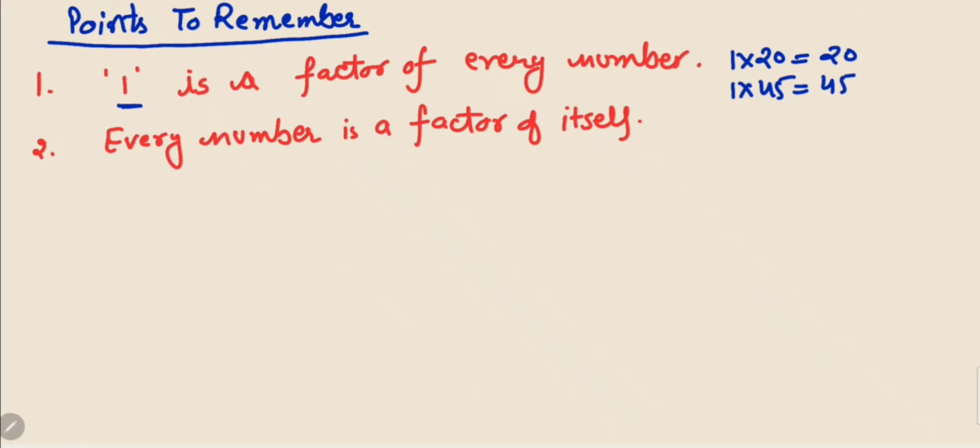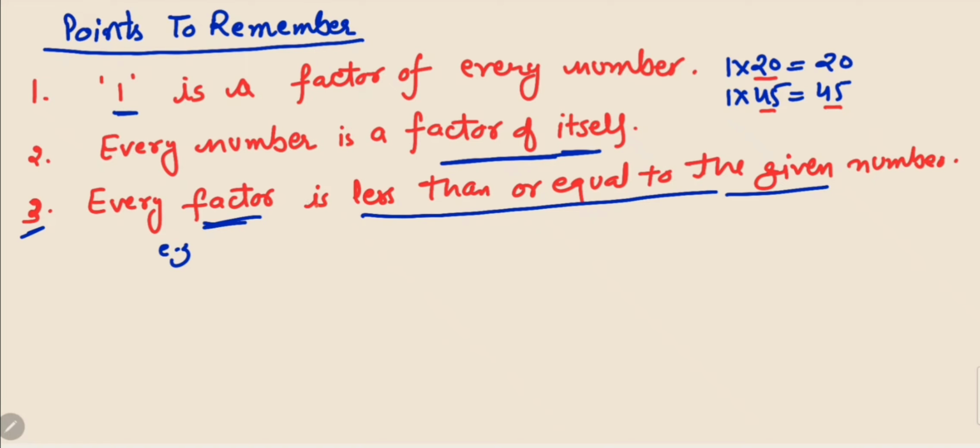Next point is every number is a factor of itself. Why? Because see here also, 1 multiplied by 20, I'm getting 20. So if I divide 20 with 20, I'll get remainder 0. And if I divide 45 with 45, the remainder will be 0. It means every number is a factor of itself.